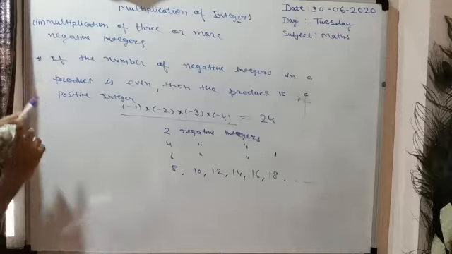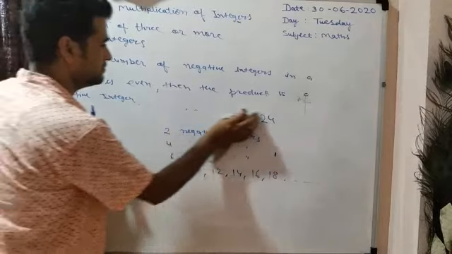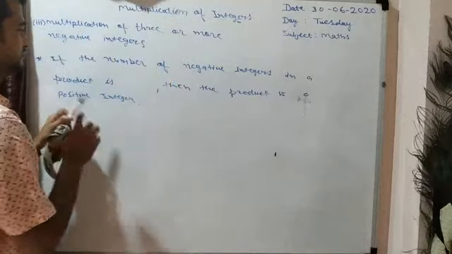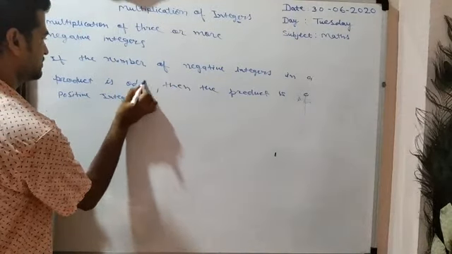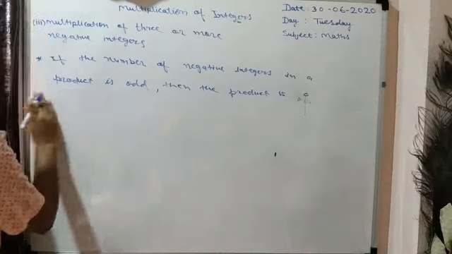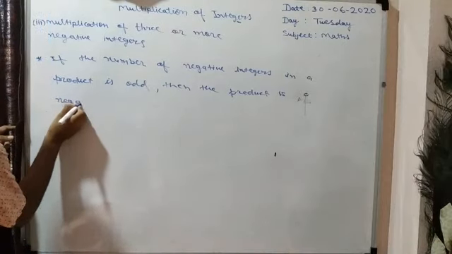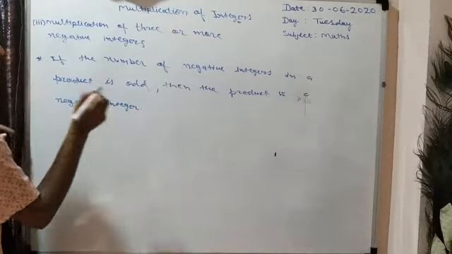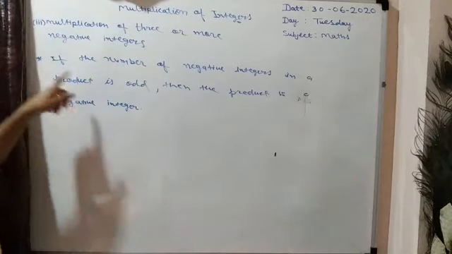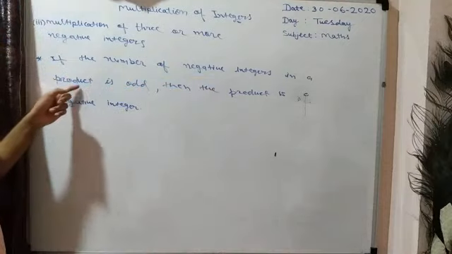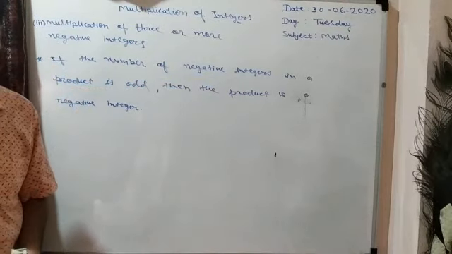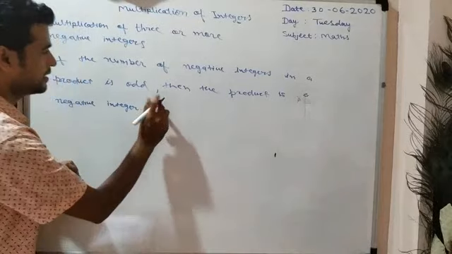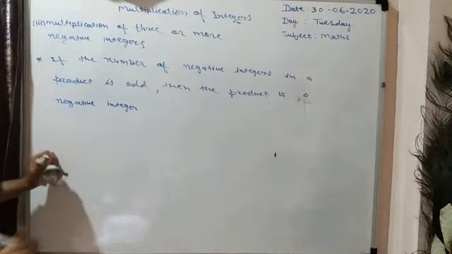Now second, the second conclusion is that if the number of negative integers in a product is odd, meaning we have an odd number of negative integers, then what will be the result? Then the product is a negative integer.